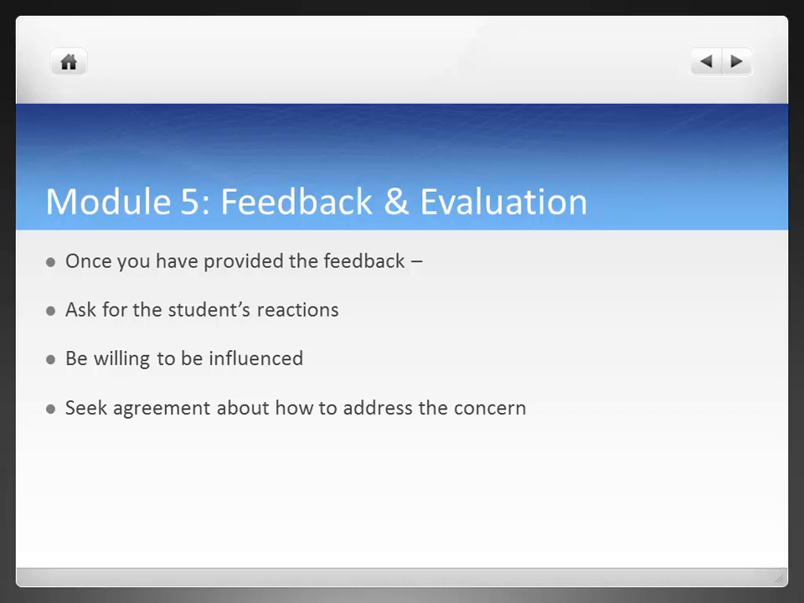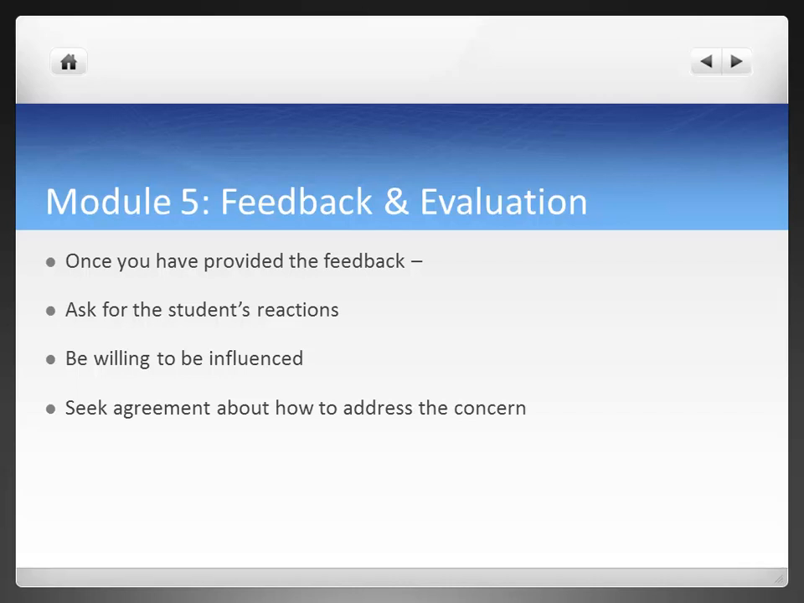Once you've provided feedback, it's helpful to ask the student for their reaction. What is it that they heard you say? What do they understand your expectations to be? Is there a time frame that you have suggested you're expecting this change to happen within?